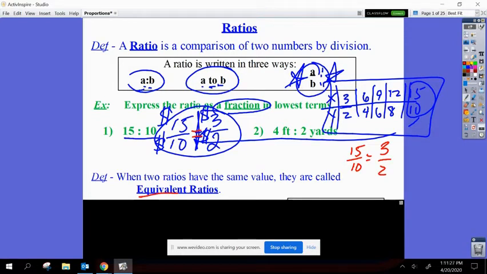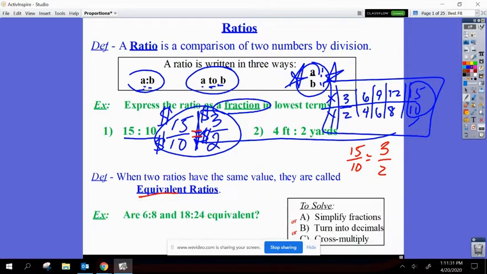Now, one neat fact: in order to determine if they're equal, there's three ways to do it. You can simplify the fractions. We've talked about this. You could turn them both into decimals. You could divide. 15 divided by 10 is 1.5. 3 divided by 2 is also 1.5. It makes sense because they are, as the equal sign implies, both equal.